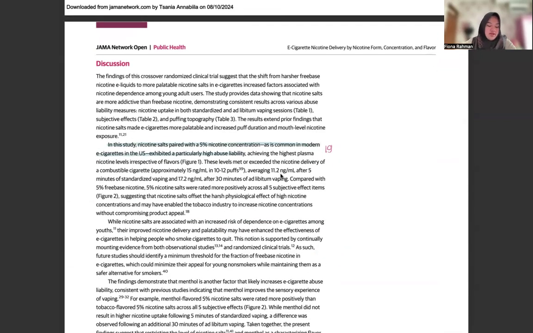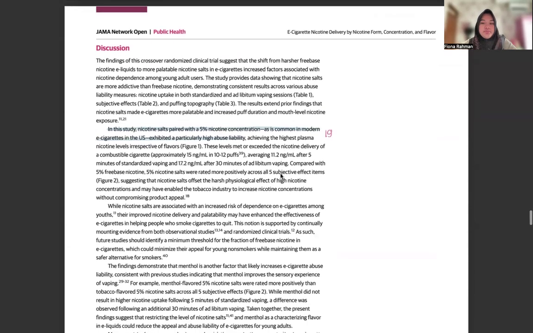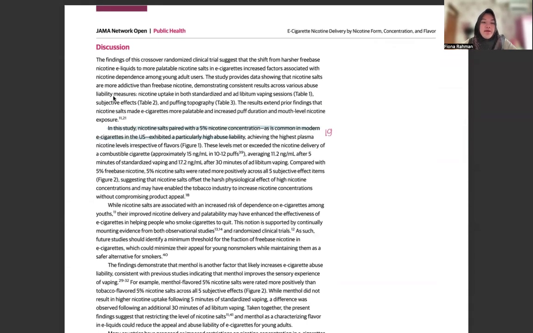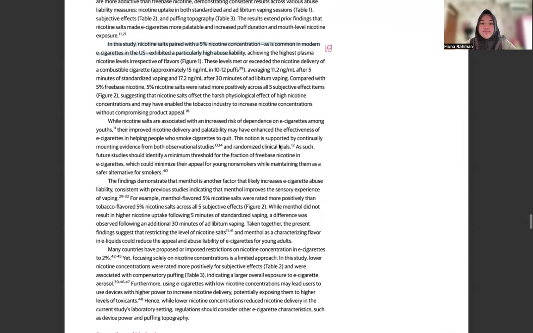Okay, well, I have told you about the method and also the result section. Okay, we will move to the discussion section. In the second paragraph, in the first sentence in the discussion section, I find important findings about this study. It's written that nicotine salt paired with a 5% nicotine concentration, the common modern e-cigarette in the US, exhibited a particularly high abuse liability.